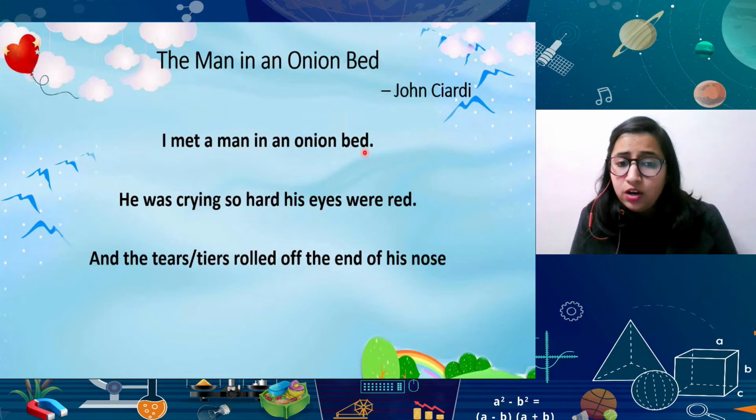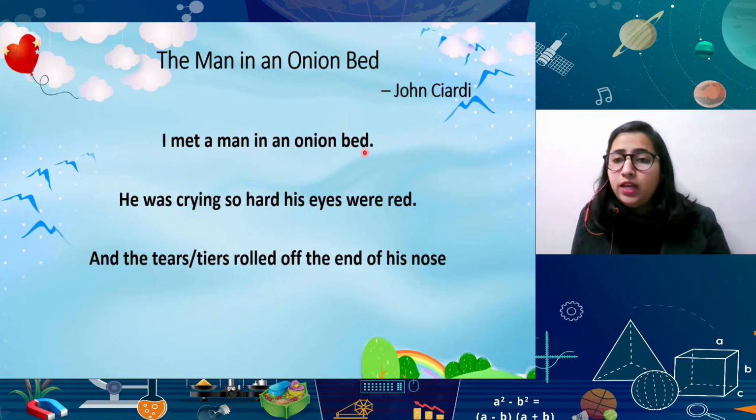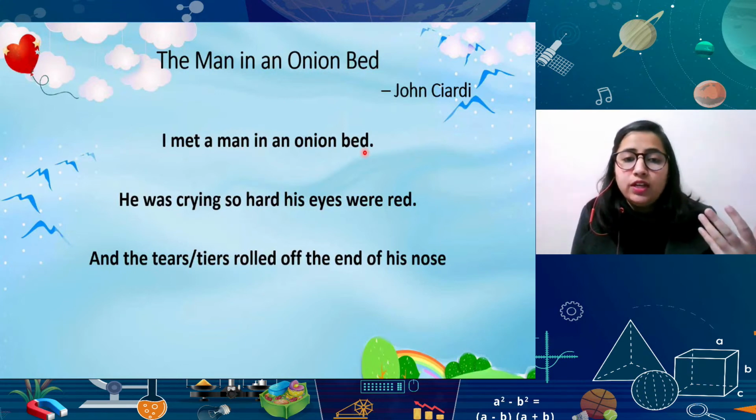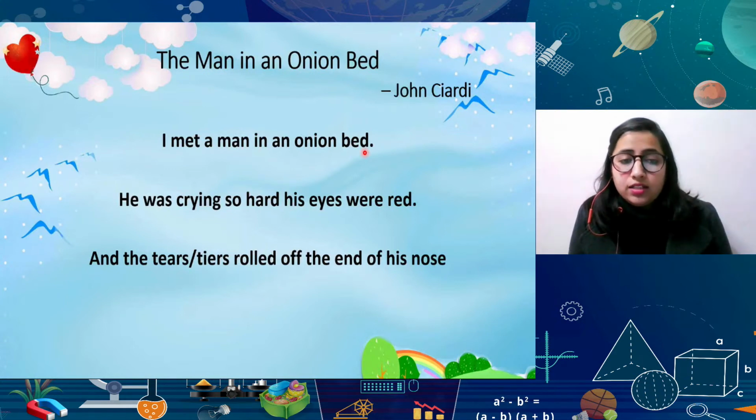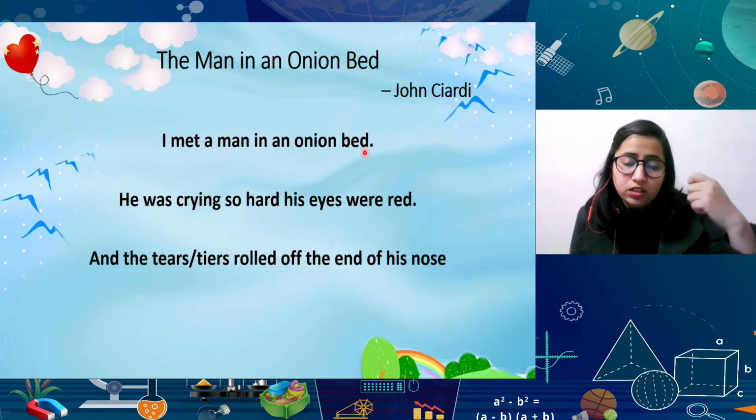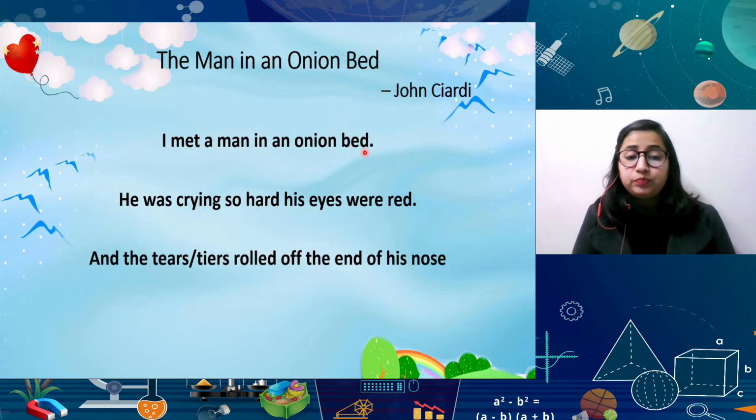And the tears rolled off the end of his nose. Now we know that the man was crying. And why was he crying? Because he was in an onion bed. We know that the smell of onion often affects our eyes. We start crying, tears start rolling down our eyes. So what happened? And the tears rolled off the end of his nose. Because he was crying, tears started rolling down.